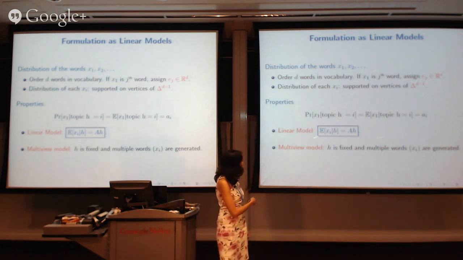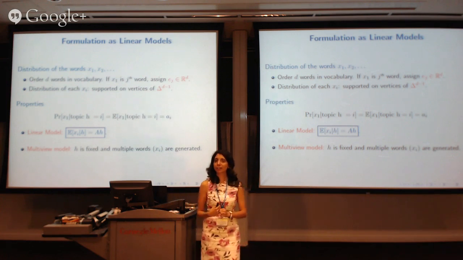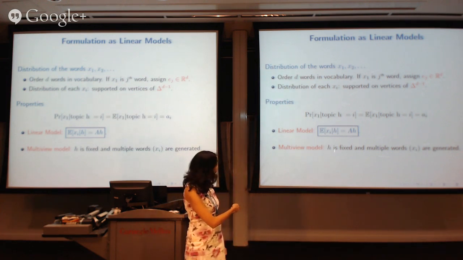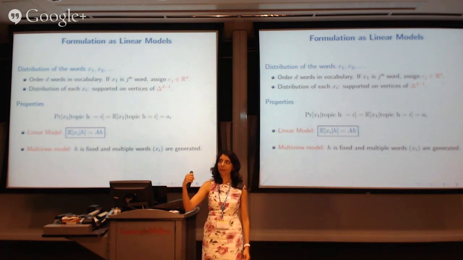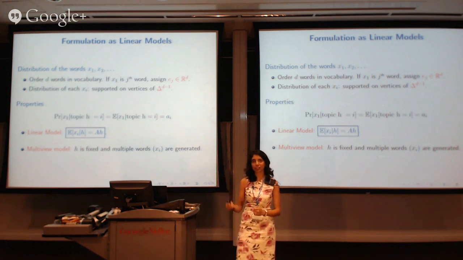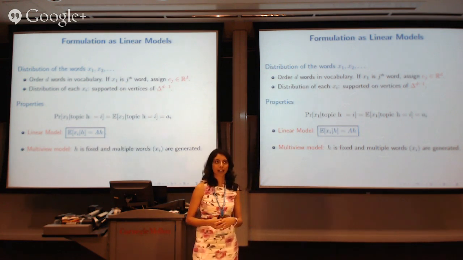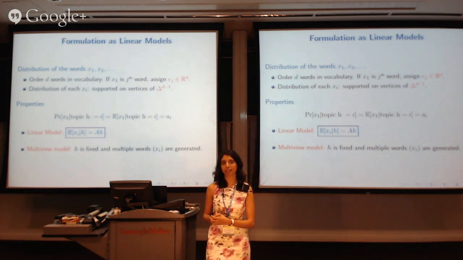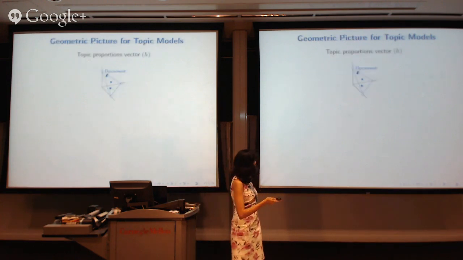But then I have now additional information because I have multiple different words generated in a document. So I have the same configuration of H, the same cluster in a single topic case, but now I have multiple samples being generated from the same cluster. And I have that information. I know that these different words belong to the same cluster. And that's what differentiates it from the Gaussian mixture.